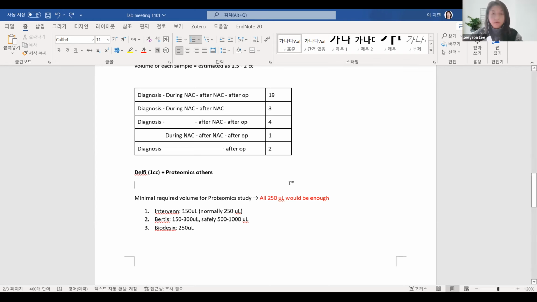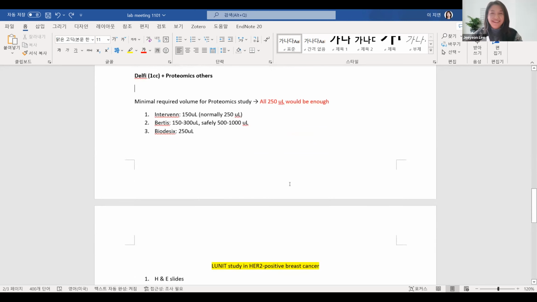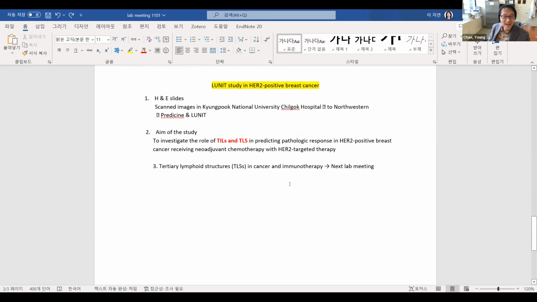Oh, do I have more? Oh, yeah. The new study. Yeah, we'll see. I'll review the TLS, tertiary lymphoid structure. I'm reading now, so I will make it next lab meeting. Yes, that's a really important topic.